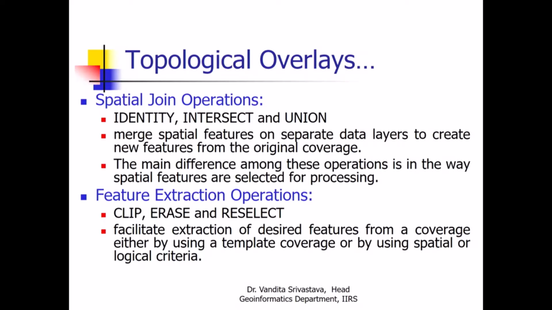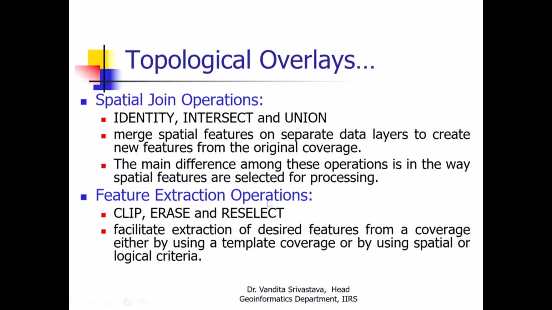In case of spatial join operations, which are identity, intersect and union, the features from both the data layers are merged to create a new layer. The main difference among them is the way these spatial features are selected for processing, but in the attribute table the same rule applies. That is, the attributes from both the maps are copied.